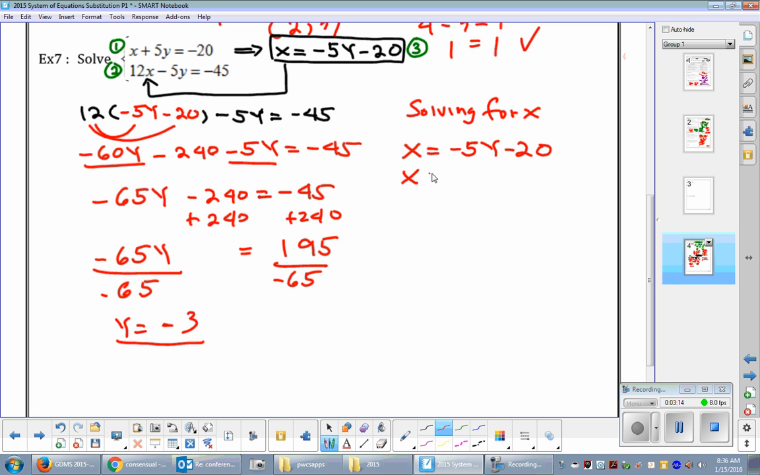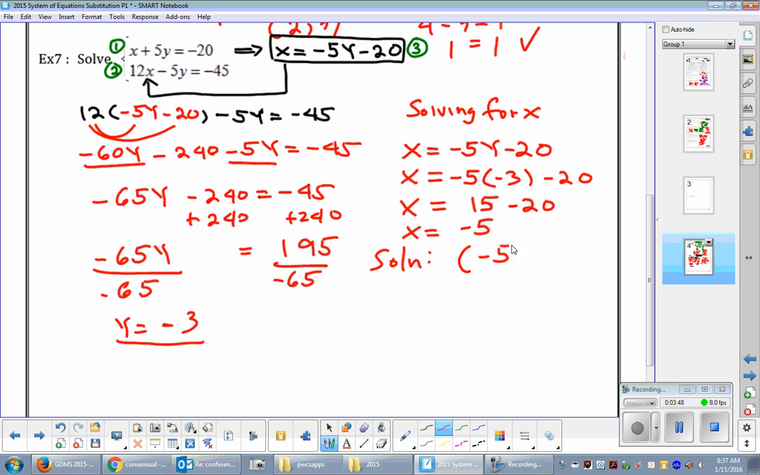So I will have x equals negative 5, y is negative 3, so minus 20. So negative 5 times negative 3 will give us positive 15. Minus 20, and then 15 minus 20 will give us negative 5. So our solution is negative 5 comma negative 3.